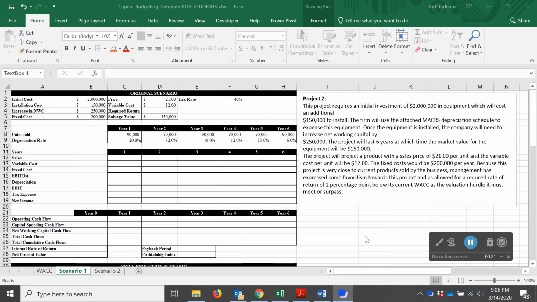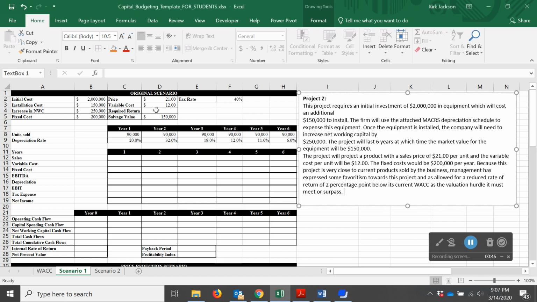The project has an initial investment of $2 million. You see I have $2 million in the initial cost. You see that the installation cost is $150,000. And then I have units sold, 90,000 units just across the board. I have the depreciation rates. That's from the assignment. I went ahead and plugged those in. And so I have the tax rate.